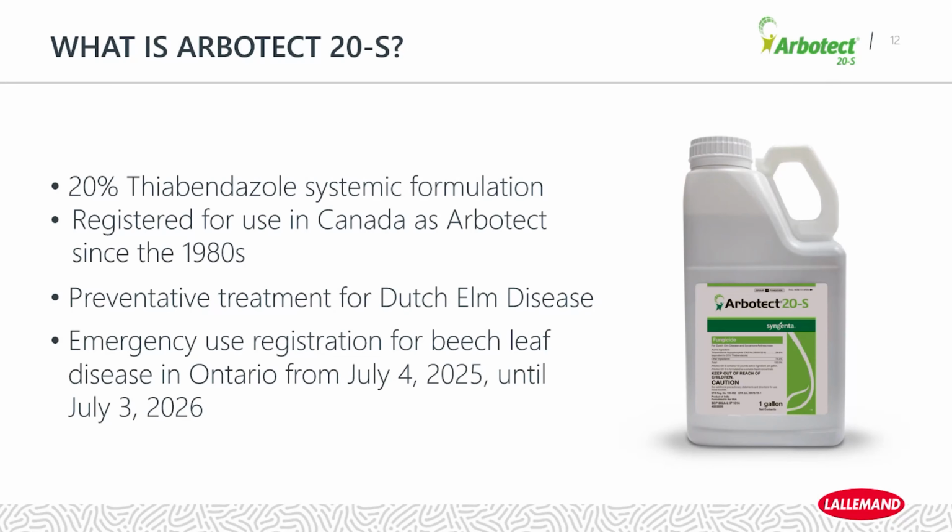So briefly on the product itself, Arbortect 20S is a systemic fungicide with a 20% thiabendazole formulation. It's primarily used on American elms and has been around in Canada for a few decades. It's been used as a preventative treatment for Dutch elm disease on thousands of elms across the country now. But what I'll, of course, focus on today is its emergency use registration for beech leaf disease, which was approved by the PMRA for use in the province of Ontario from this past July 4th, 2025 to July 3rd, 2026.